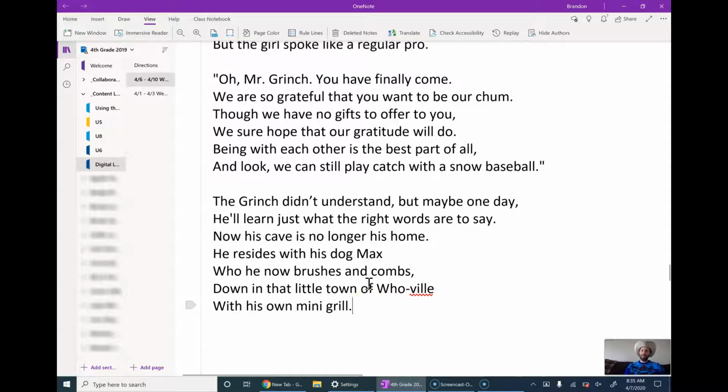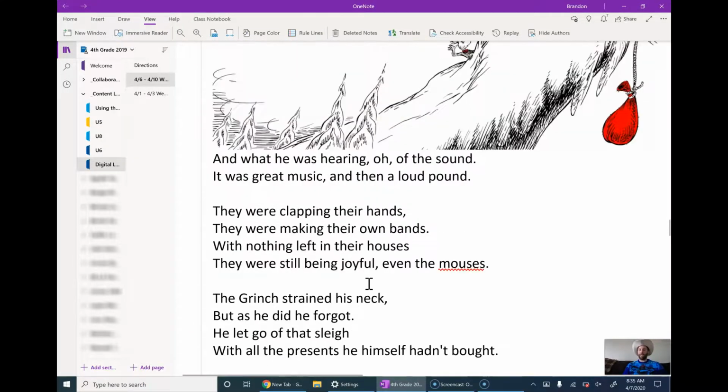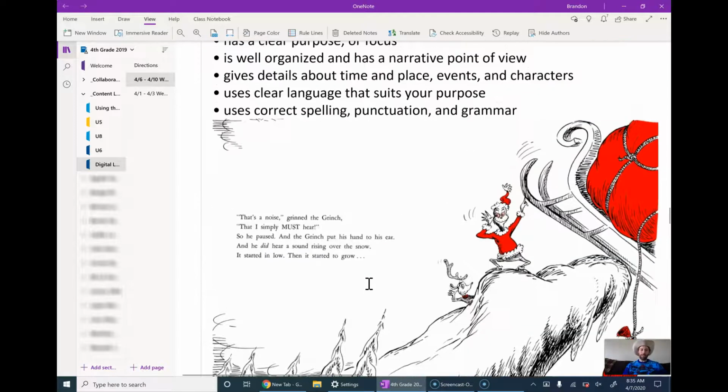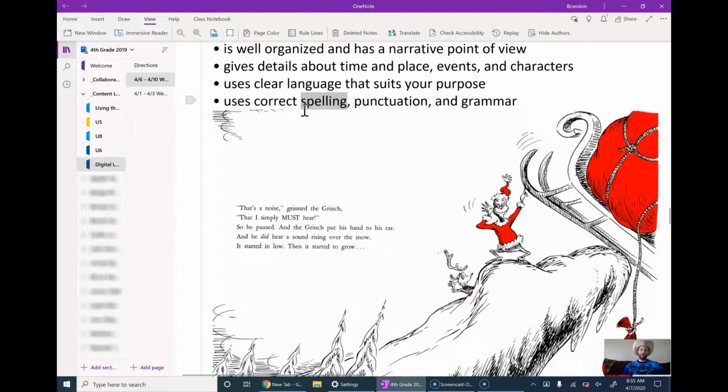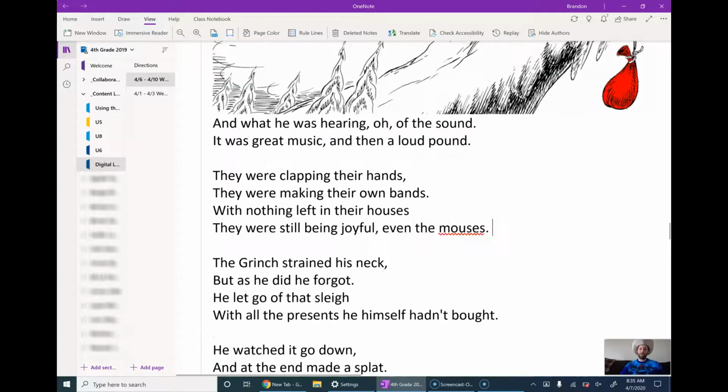Alright, so that was my story. You'll notice I didn't type it out while I was writing because I figured that would have been too long. But you'll notice I used that clear language. I used his rhyming couplets and those short, simple sentences. My spelling was all correct, with the exception of mouses, because that's not a real word. It should be mice. But the reason why I used mouses was because I needed it to rhyme with houses.